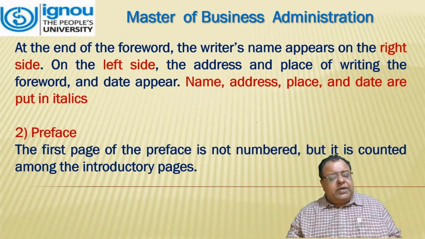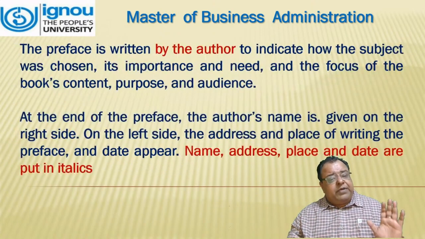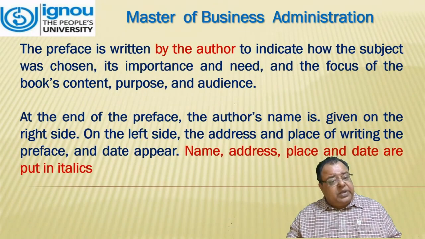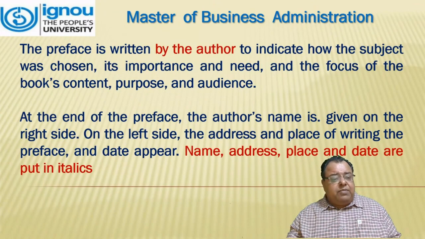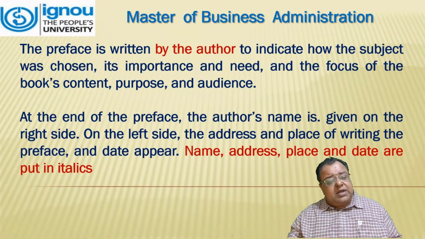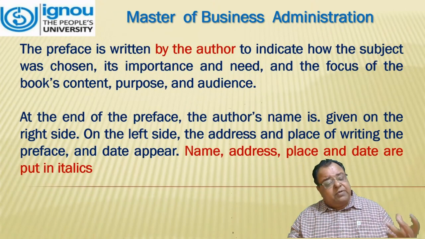The first page of the preface is not numbered, but it is counted among the introductory pages. The preface is written by the author to indicate how the subject was chosen, its importance and need, and the focus of the book's content, purpose, and audience. At the end of the preface, the author's name is given on the right side. On the left side, the address, place of writing the preface, and the date appear. Name, address, place, and date are put in italics.